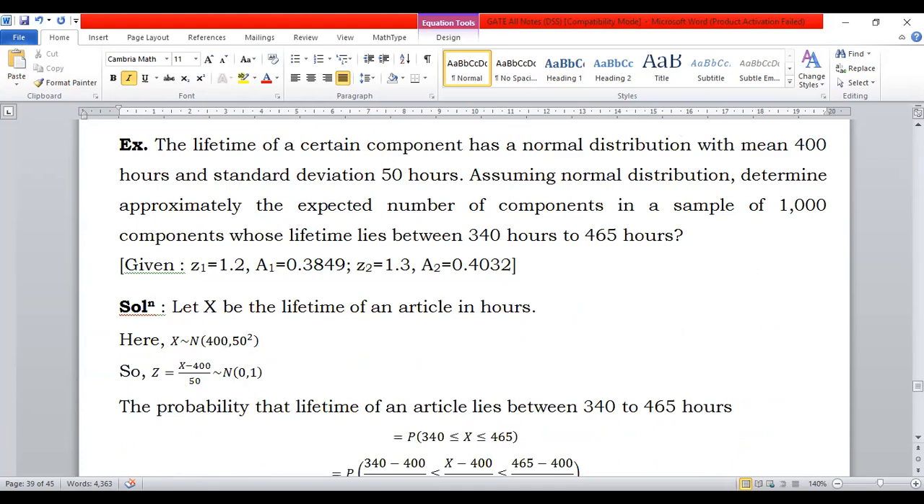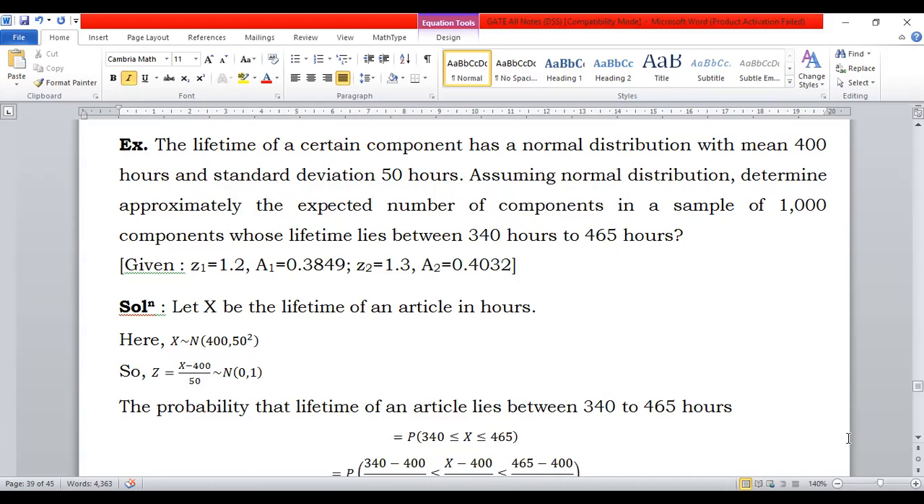Then the lifetime of a certain component has a normal distribution with mean 400 and standard deviation 50. Assuming normal, find the expected number of components in a sample of 1000 components whose lifetime lies between 340 hours and 465 hours. So many things are given. X will be the lifetime of an article in hours. X follows normal with 400 and 50 square. So Z is equal to (X minus 400) upon 50. That follows standard normal distribution.